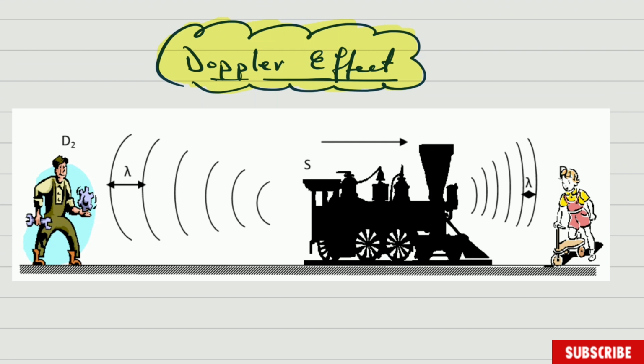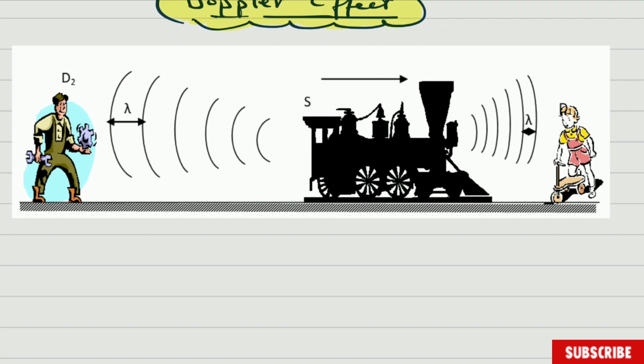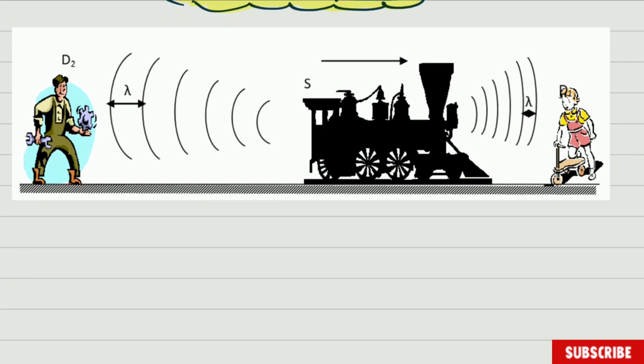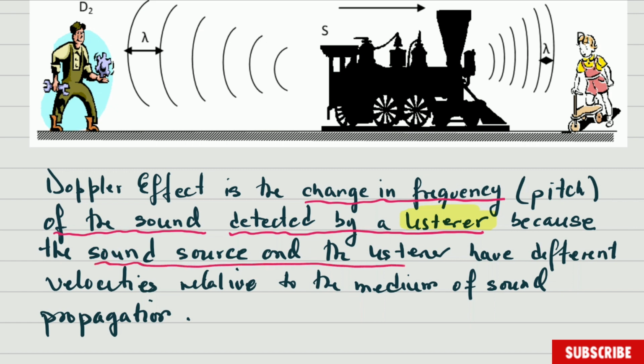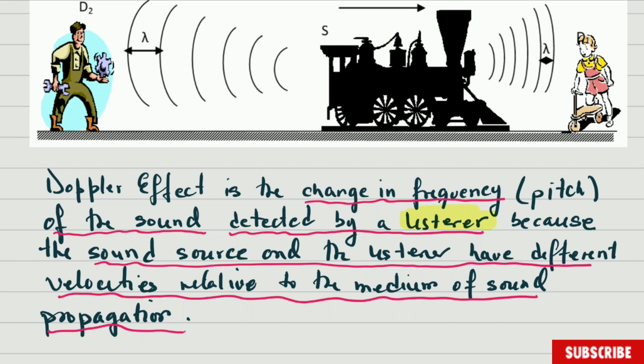So we want to start with the Doppler effect, and we're going to go straight to the definition, guys. This is a long definition. It's not that difficult, but it's a little bit too long, and then we're going to explain what is going on there. Now, Doppler effect states that it is the change in frequency of sound. Remember, we're going to work also with light. It is the change in frequency of sound detected by the listener. So in this case, we are going to have something called the listener or the detector, because the sound source and the listener have different velocities relative to the medium of sound propagation.